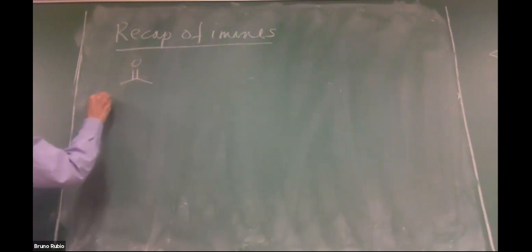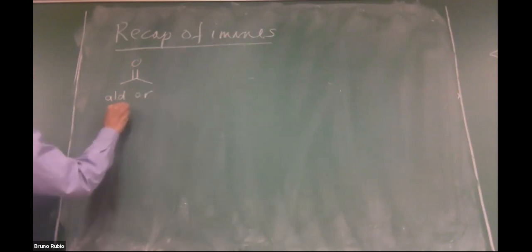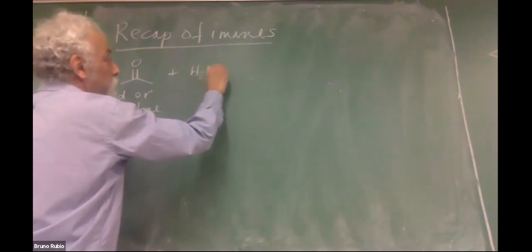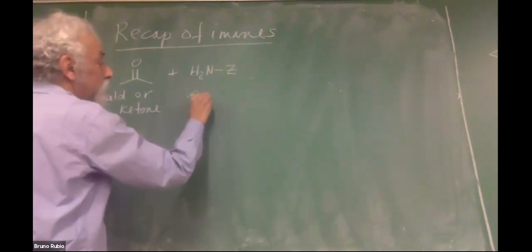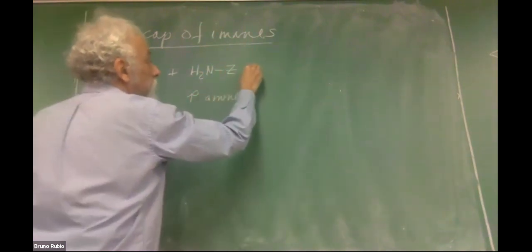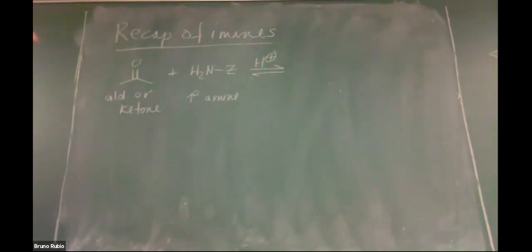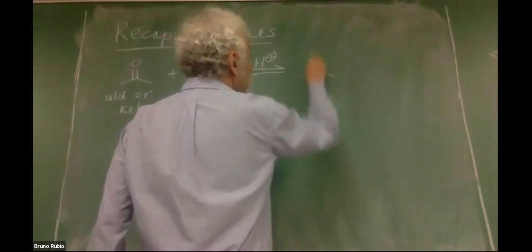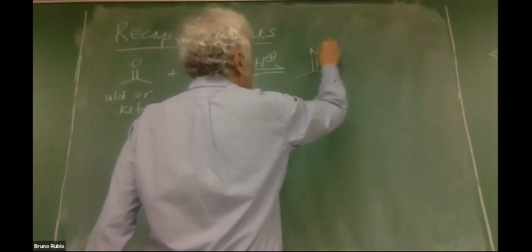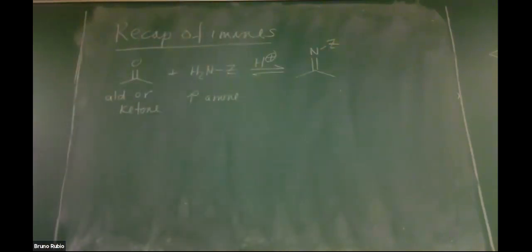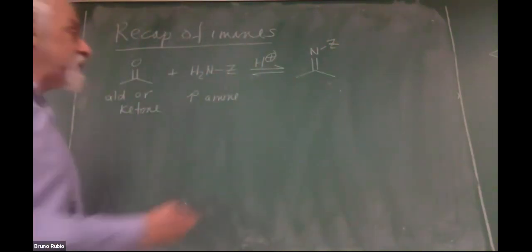The imine results when an aldehyde or a ketone reacts with a primary amine. The reaction is reversible. It happens best under acidic conditions, and the carbon-oxygen double bond of the aldehyde or ketone is replaced by a carbon-nitrogen double bond. That's the imine.